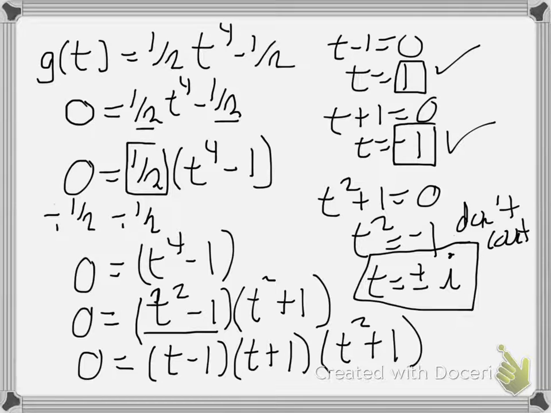The half clearly threw some of you off. Not being able to pull the 1/2 out and get t to the 4th minus 1 threw some of you off. Again, most of you did a really good job with this homework assignment. This is just a problem that seemed to give a lot of people difficulty.